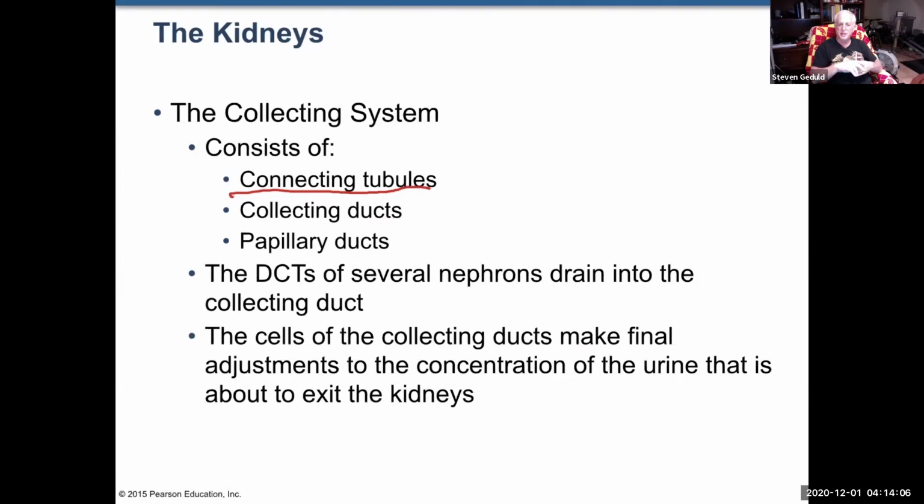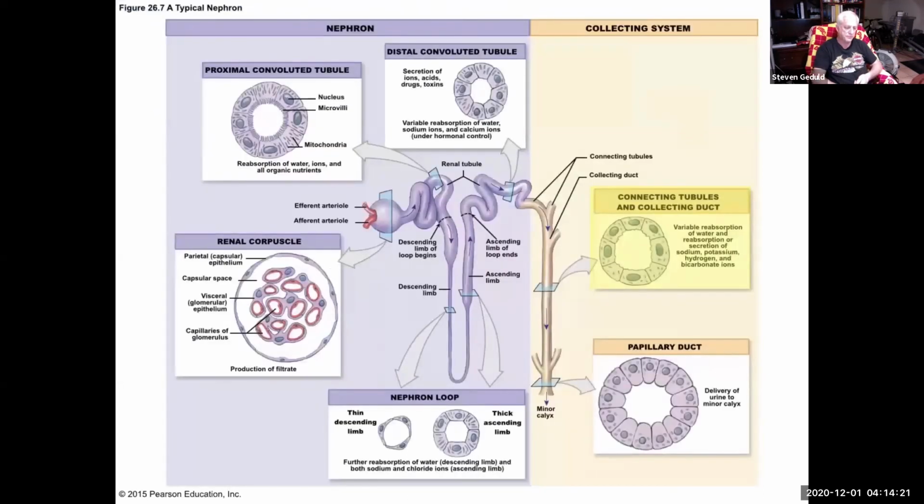The cells of collecting ducts make final adjustments to the concentration of the urine, and then it's about to exit the kidneys and go to the ureter into the urinary bladder. So the final corrections are being made in the collecting ducts. This is your collecting tubules, collecting ducts.